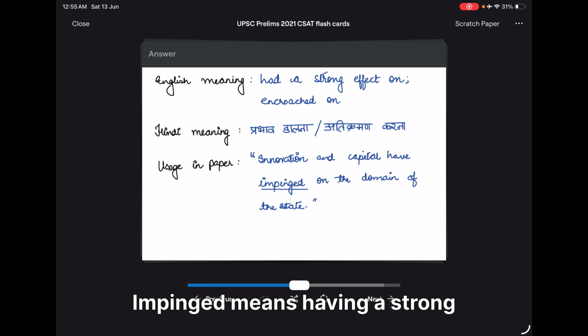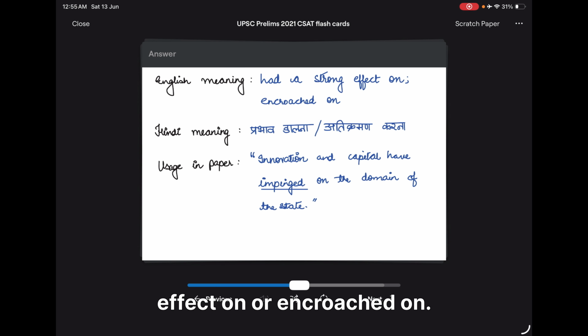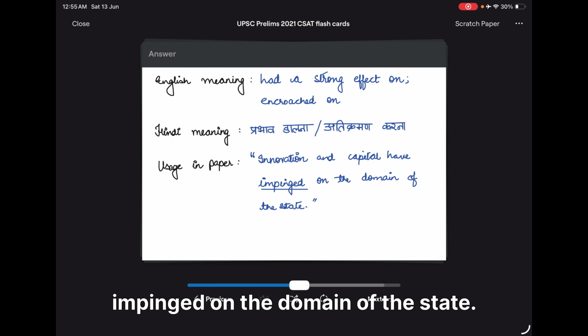Next word is impinged. Impinged means having a strong effect on or encroached on. हिंदी में इसका अर्थ है प्रभाव डालना या अतिक्रमण करना. In the paper, it was used as innovation and capital have impinged on the domain of the state.